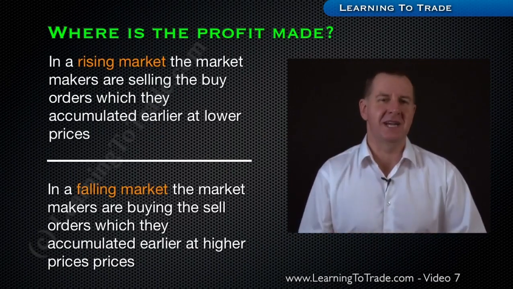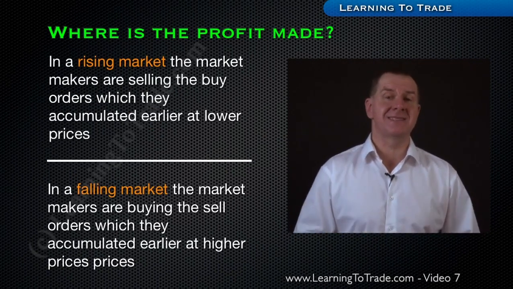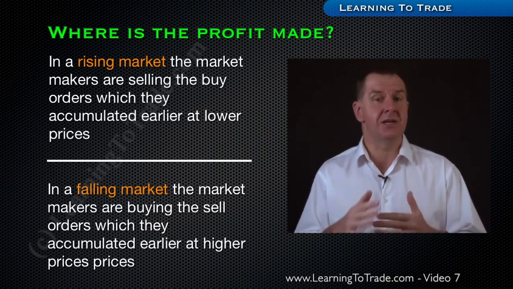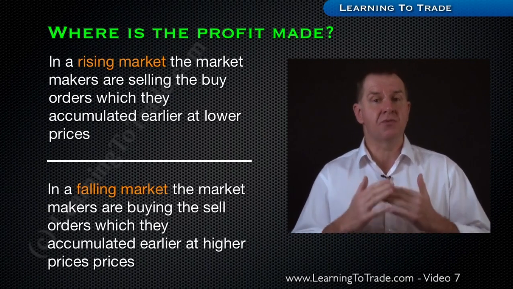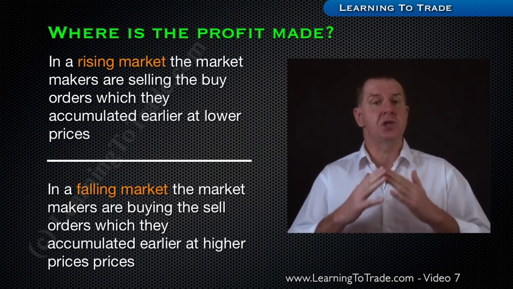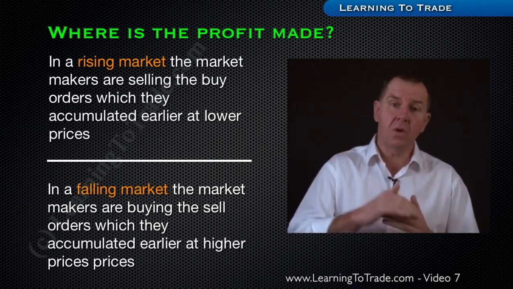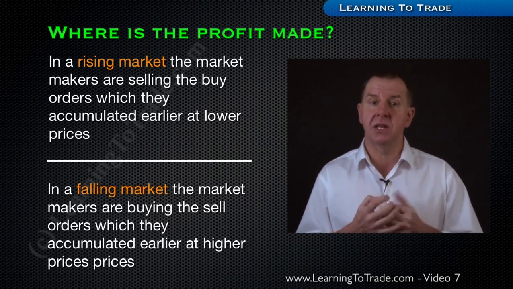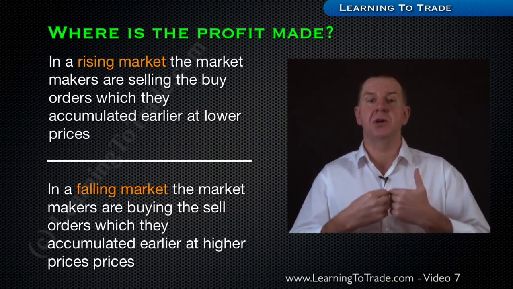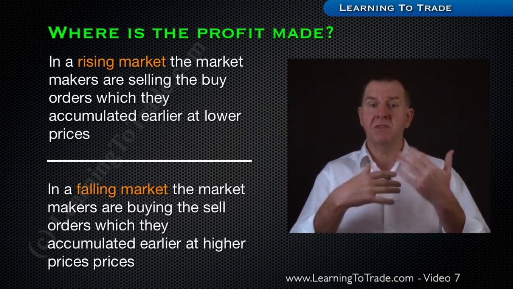So where is the profit made? In a rising market, the market makers are selling the buy orders which they accumulated earlier at lower prices. They are thus releasing profits from stock which they had accumulated during an earlier period of time. Now in a falling market, the market makers are buying the sell orders which they accumulated during an earlier period of time. This is of course a mirror image.